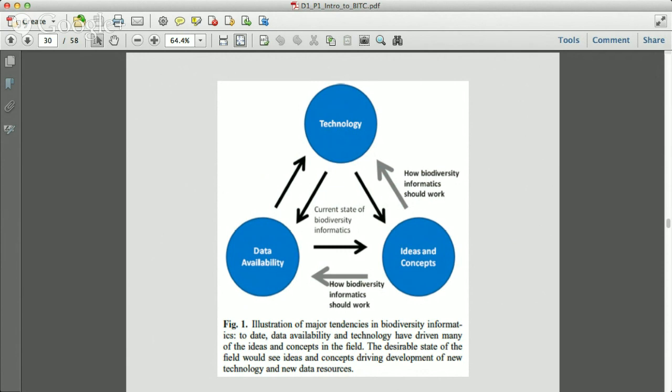And really, now look at the gray arrows, really the way the field should work is that the ideas and concepts should drive the development of technology and drive the development of data resources. But that's not how things have worked. It is how things should work, but it's not how things have worked.